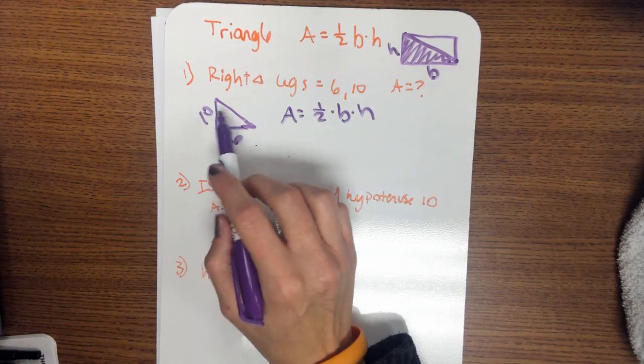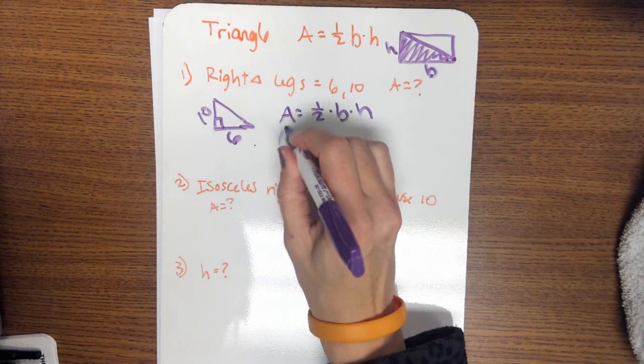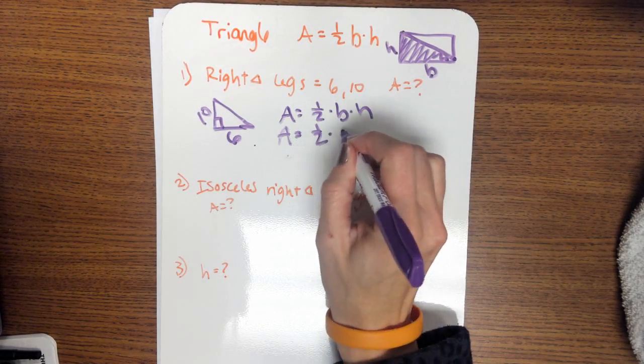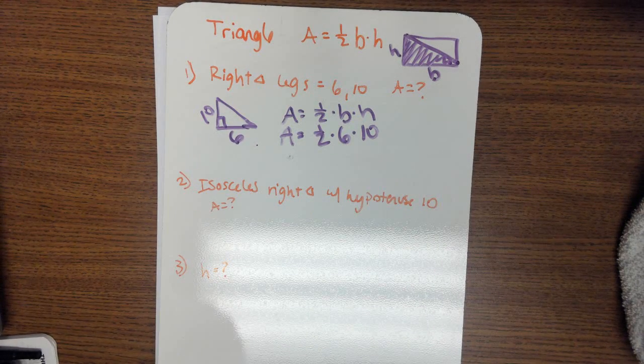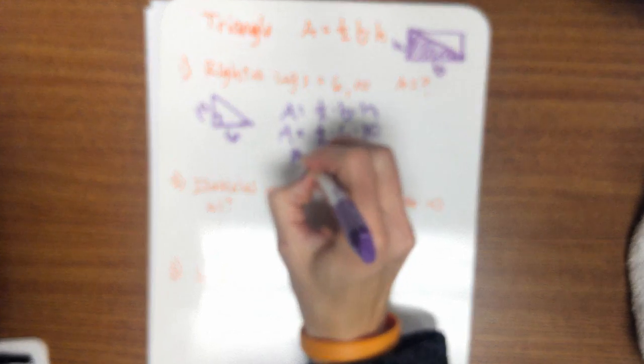So now we're going to find the area of this triangle. I'm just going to plug stuff in. A is 1/2 times my base times my height. So then I'll type in 0.5 times 6 times 10. My area is 30. Very easy. Let's let it come back into focus. I apologize.